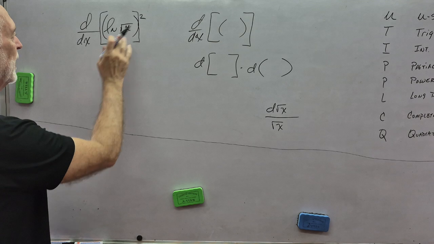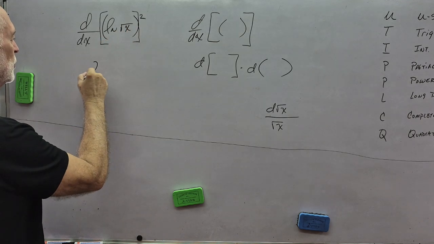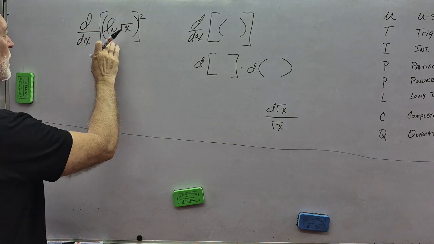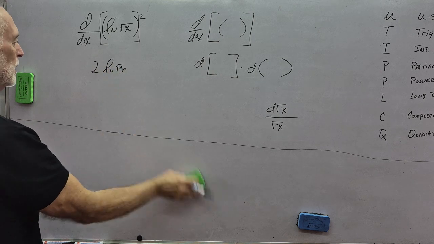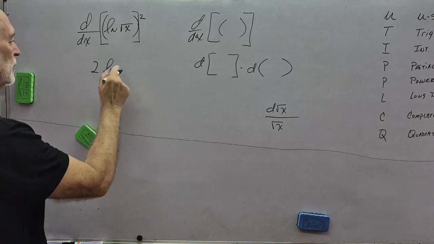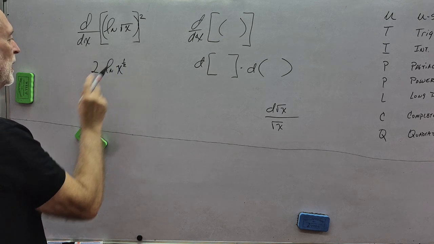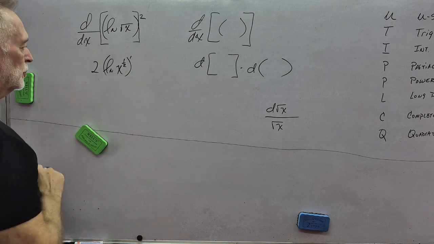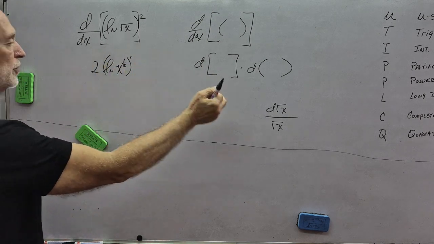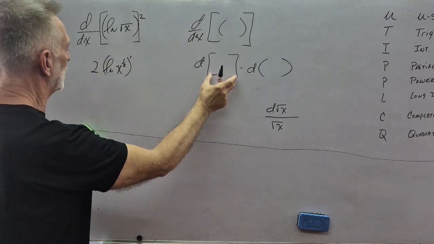So the derivative of the outside is 2. We bring the 2 down times natural log square root x. I should go ahead and say that's x to the 1/2 power, to the 2 minus 1, which is 1, times the derivative. That was the outside derivative.